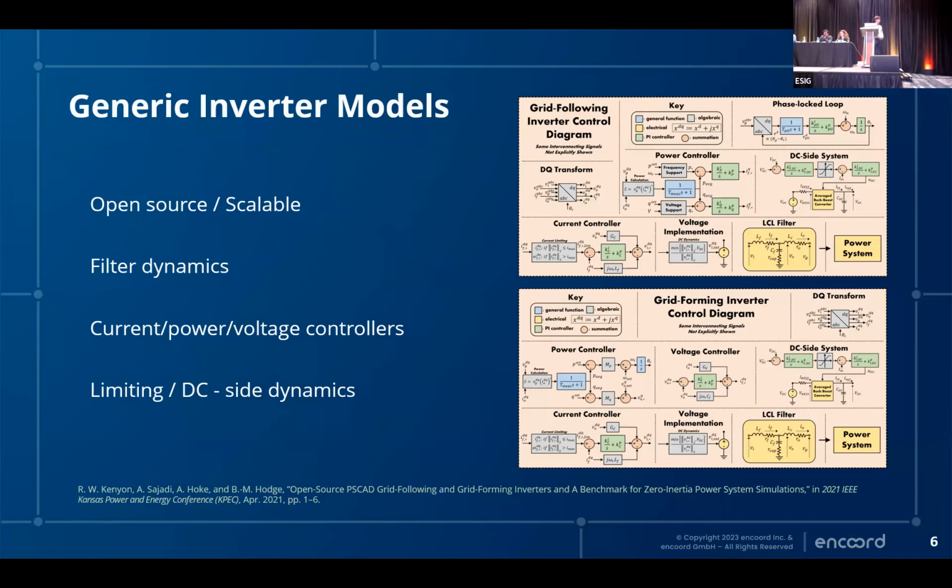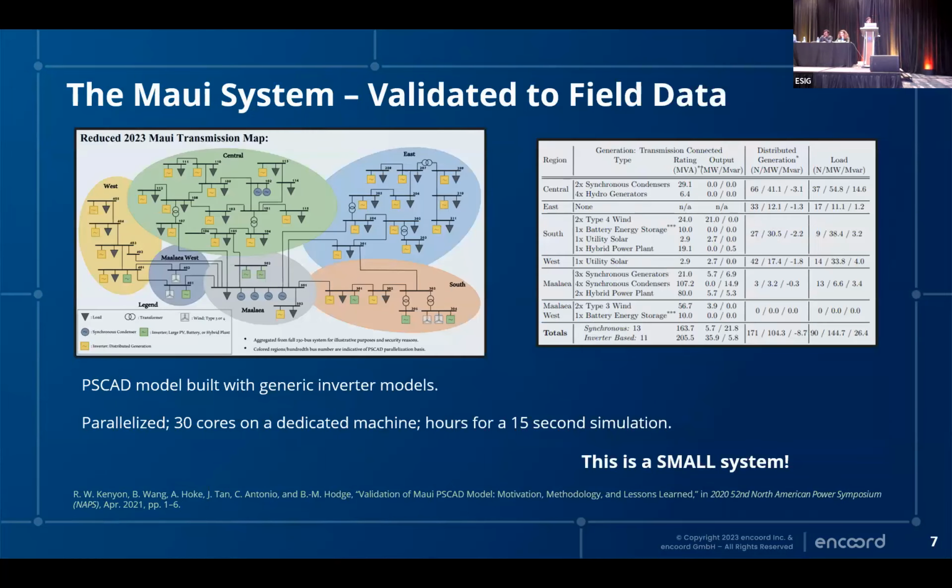They have current and power voltage controllers as applicable: grid following, grid forming, limiting DC side dynamics. They're generic, so you will have to change the parameters to fit your device, but you can use them if you like. So what did we do with these models? Well, we created a system that represented the Maui power system, a virtual duplicate, you might call it.